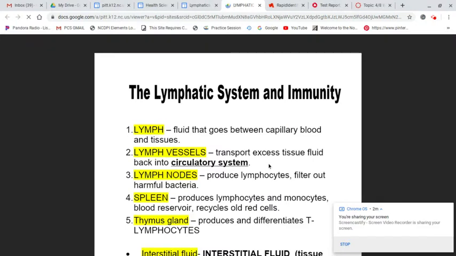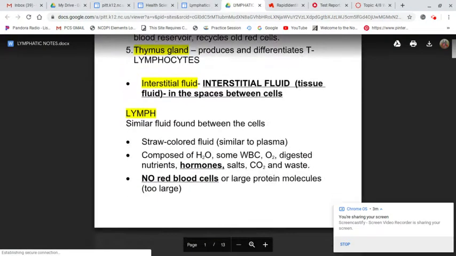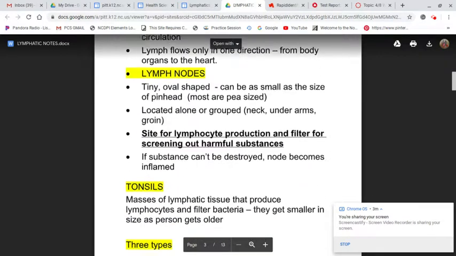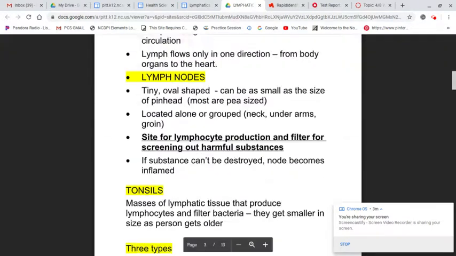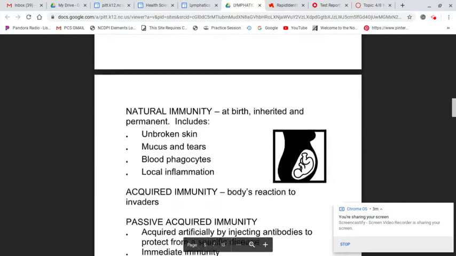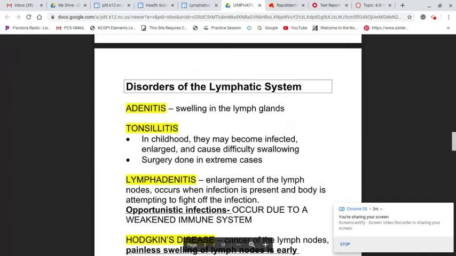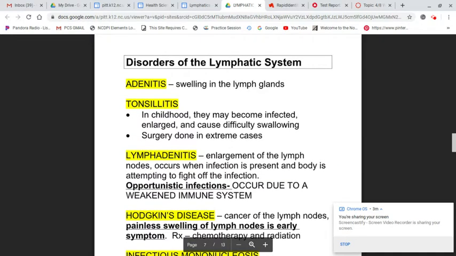Also, some notes. It has a lot. It's very vocabulary intense. It goes over the diagram. It talks about the tonsils, spleen, and thymus gland, which I've already discussed in length. Talks a little bit about immunity, why we get immunized with stuff. That's kind of important, with the way things are going in the world right now.